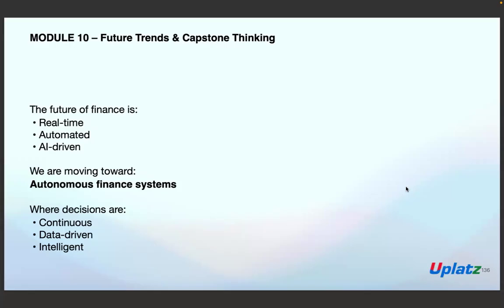Let us take a step back and look at the bigger picture. This course is not just about forecasting, it is about transformation: from static to dynamic, from reactive to predictive, and from manual to intelligent. AI is not replacing finance professionals, it is enhancing their capabilities.